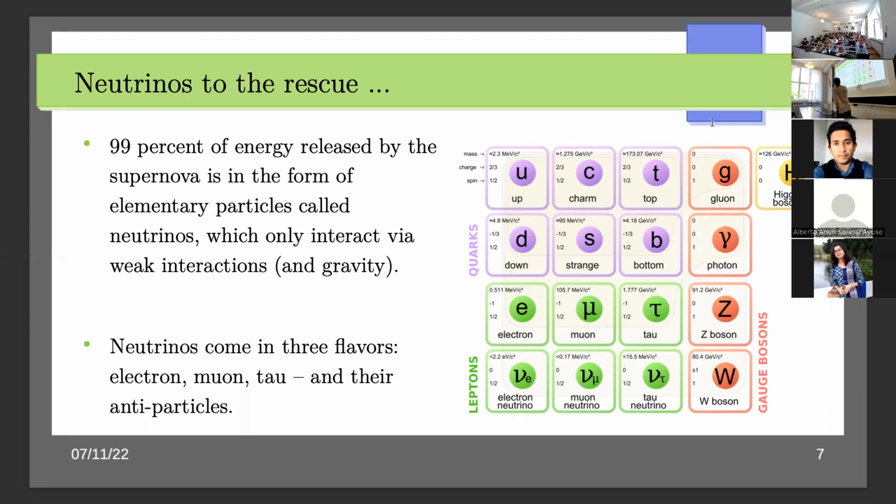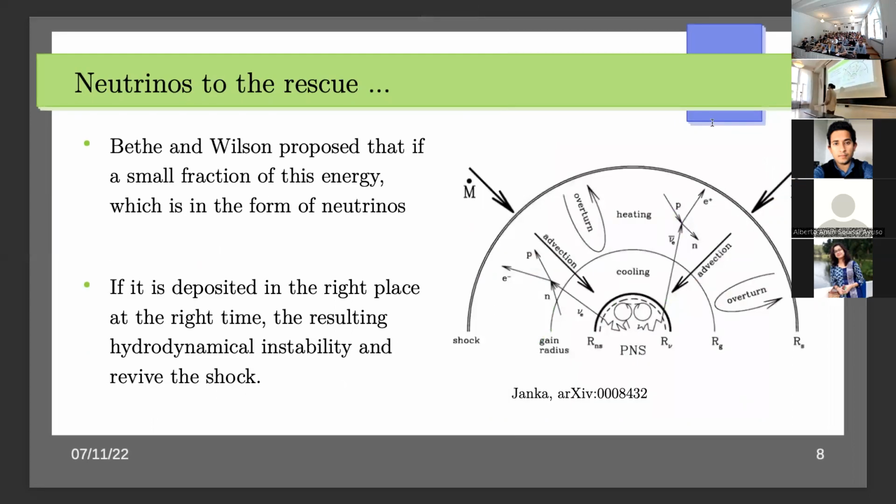Now, before we go further, let me explain what a neutrino is. A neutrino is a neutral partner of the charged leptons, and there are three types of neutrinos: electron neutrino, muon neutrino, and tau neutrino. So what Bethe and Wilson proposed is that if a small fraction of this neutrino energy is deposited at the right time, at the right place, then this can lead to hydrodynamical instabilities, which will revive the shock and make the supernova blow up.